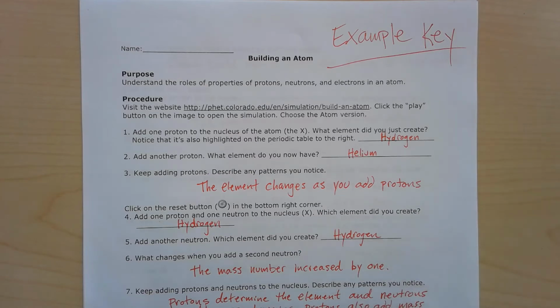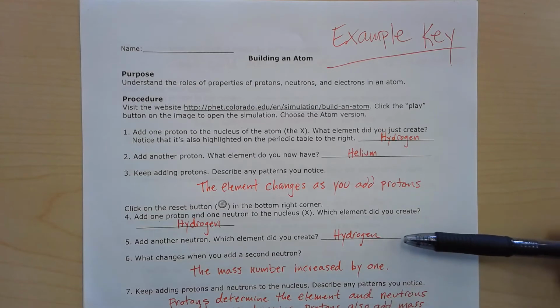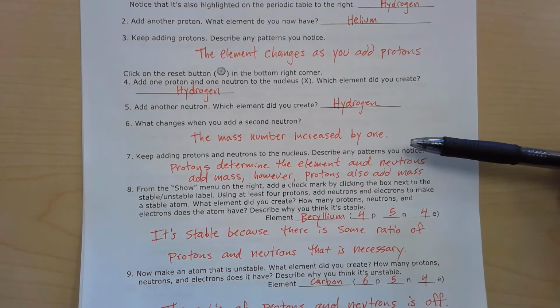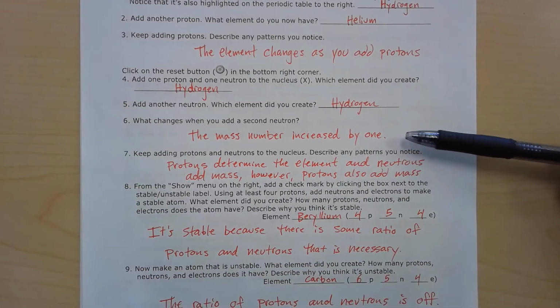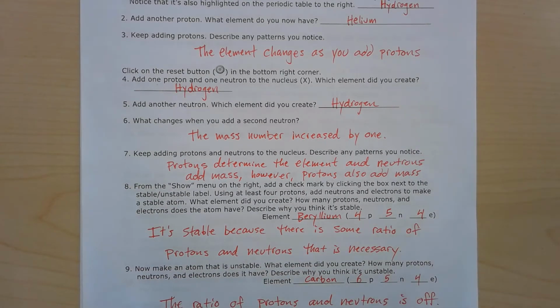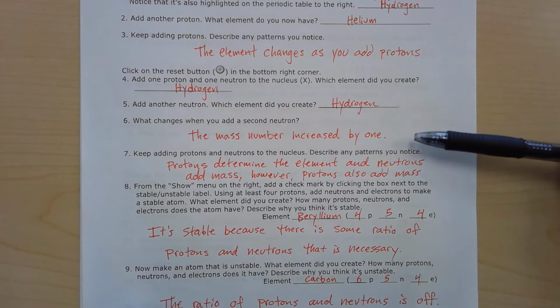Add another neutron. Which element did you create? This would be hydrogen still. Okay. Number 6, what changes when you add a second neutron? So I noticed that the mass number increased by 1. If you open up the mass portion on the right side of the simulation, you can see that.